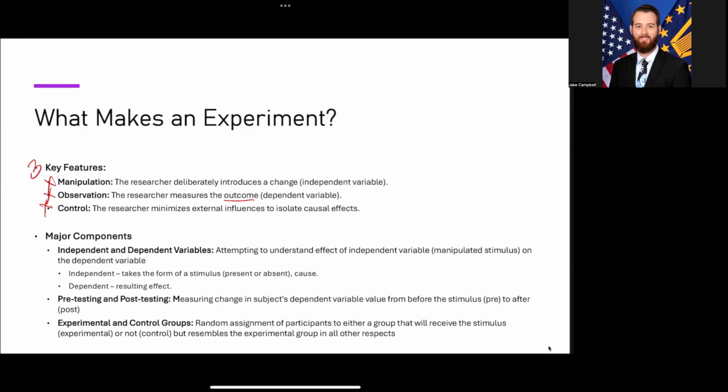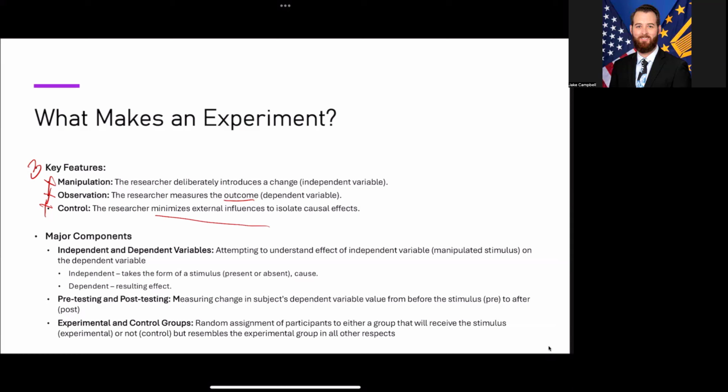Now, lastly, there's a control element. We try to minimize external influences. These are confounding factors, right? We want to control everything in a similar environment so that we know that nothing else can potentially be the result of any changes that we experience other than the manipulation that occurs. We introduced something, everything else stayed the same. And if something changes, we can conclude that there's a cause and effect relationship between that manipulation and whatever outcome we have observed.